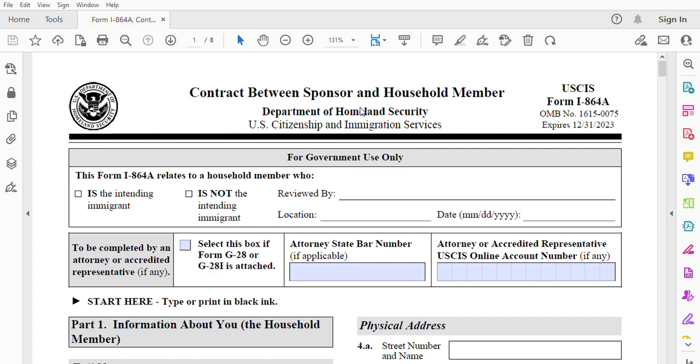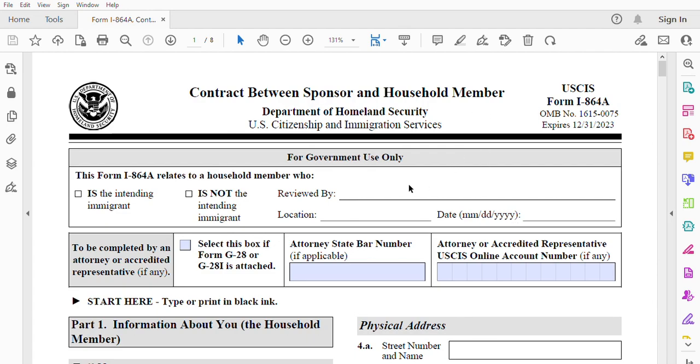My name is Liman, and today we're gonna talk about the form I-864A, which is a contract between sponsor and household member. First of all, I'm not an attorney. I am here to help you based on experience I have with this form and also based on instruction given by USCIS that comes with this form.